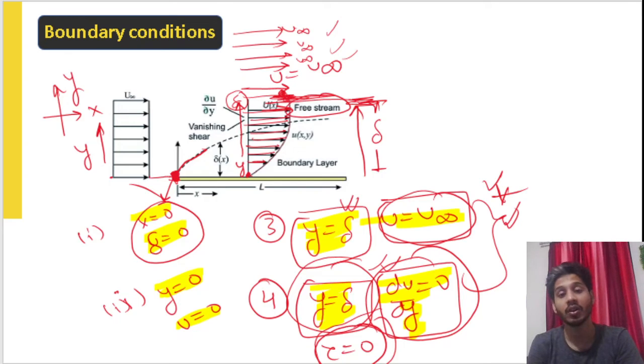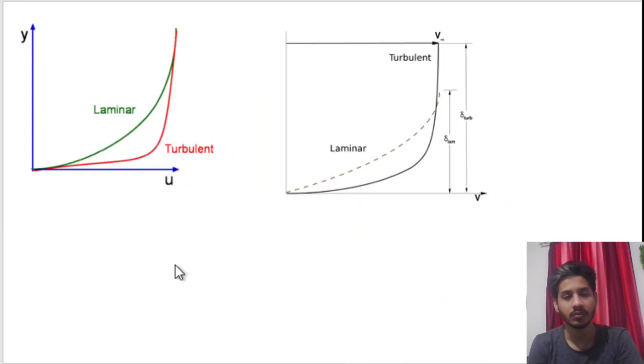Now let us see the velocity distribution, which I told you. This is the velocity distribution. This is the comparison. What we have seen in the laminar, you can see this graph, green graph, this is parabolic, while in the turbulent it is much flatter. This you can see. In this way it goes.